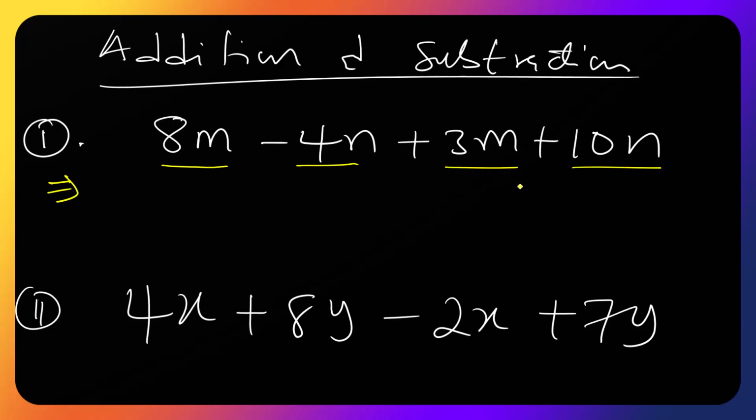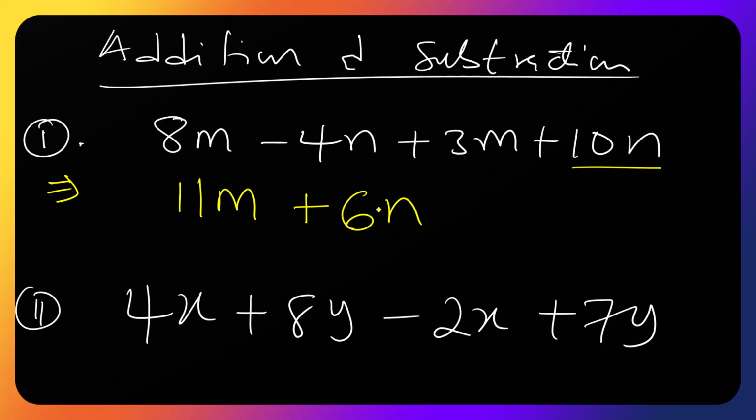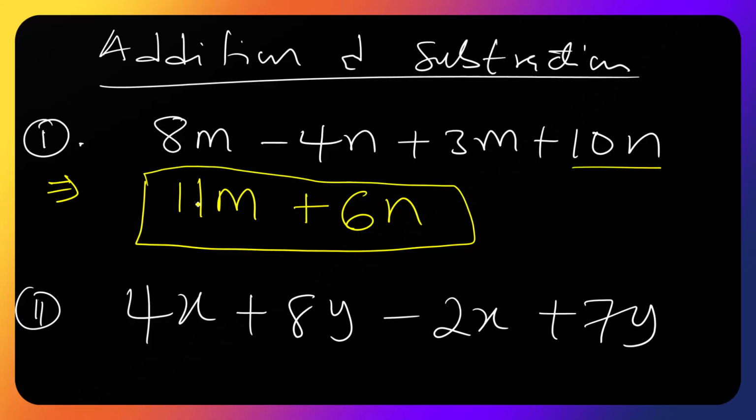So that will be 8 plus 3. 8 plus 3 is 11, so 11m. And we have 10 minus 4. So 10n minus 4n, that will be 6, so plus 6n. So we can't add or subtract these any further. So that's the answer. Let's look at the second one.